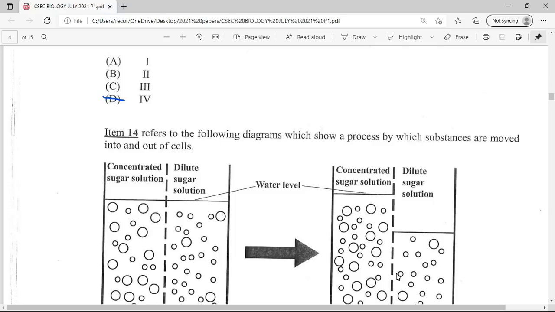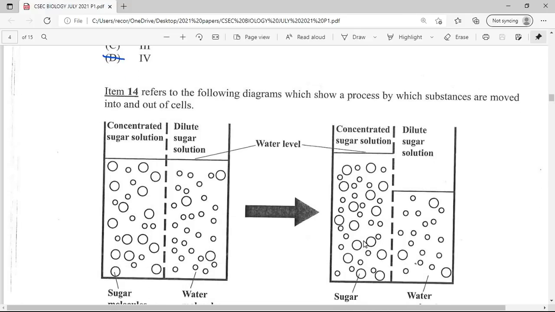Now, if you look, there is a concentrated solution, and you're seeing here the dilute sugar solution is going down while the concentrated solution is going up, which shows that there's a net movement of water from the dilute solution into the concentrated solution. And if you pay keen attention here, you'll realize that these larger particles are representing the sugar. One, two, three. Observe here, one, two, three.